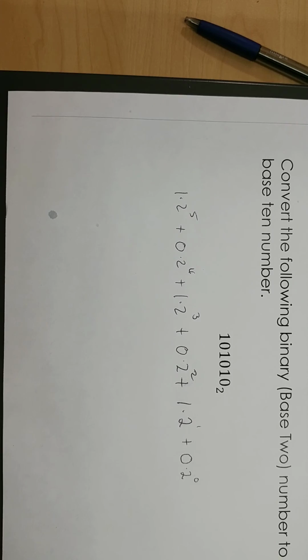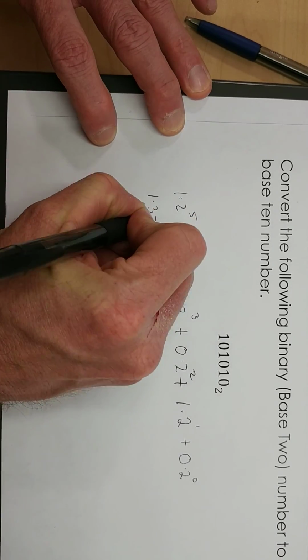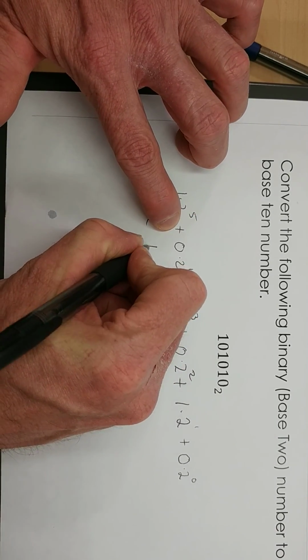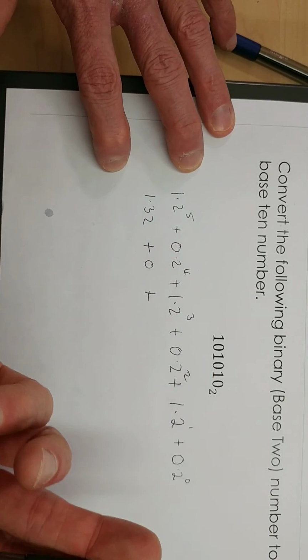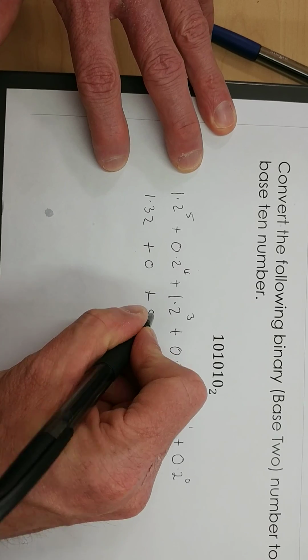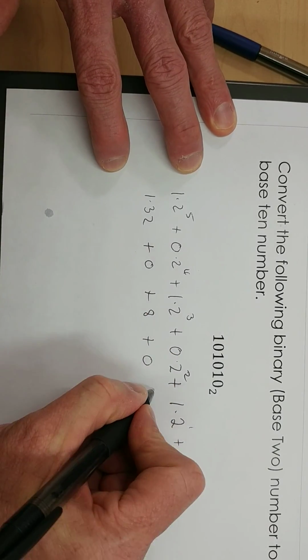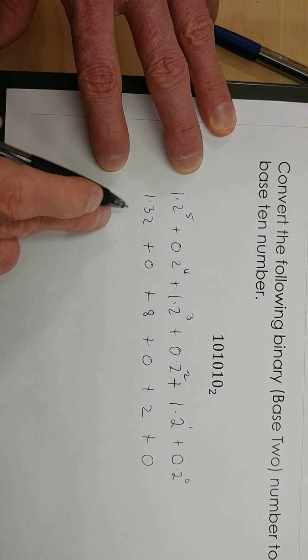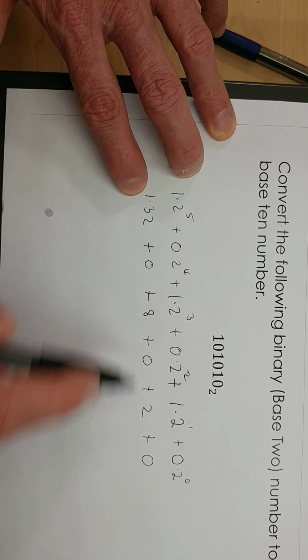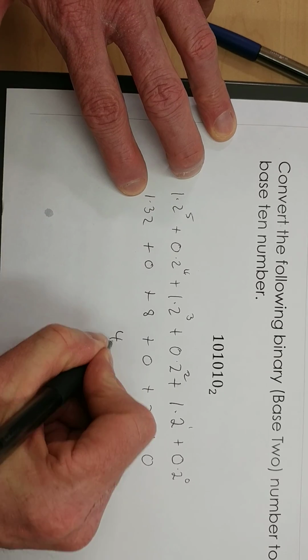So now we'll do the computation part, which will be 1 times 32. 0 times 16 is just 0. It's going to come out to 0, 8, and then of course this will be 0, and this will be 2 to the first, and then this will be 0. So if we add 32, 8, 2 is 42.